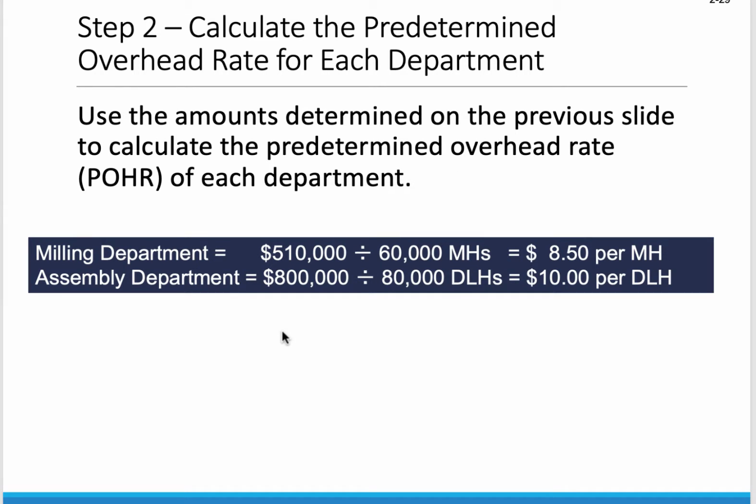The next thing we need to do is calculate the predetermined overhead rate. How do we do that? Very simple. We take the total overhead cost for each department and divide it by each department's allocation base. Same exact thing we did in video 2. The only catch is we're segregating. This department has these costs, that department has those costs, this department has this driver, that department has that driver. Very simple.